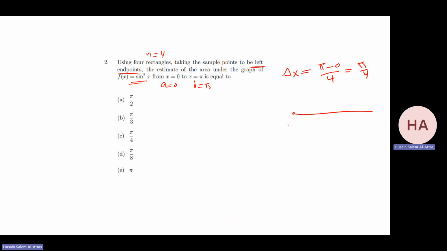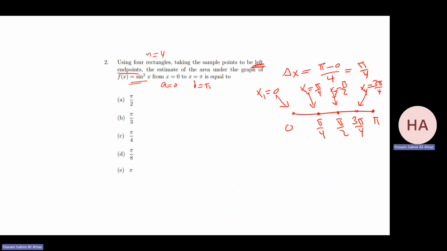So you have this is 0. You add pi over 4, you add another pi over 4, you add a third pi over 4, up to pi. So you have 4 rectangles. I will choose this point, that will be my x1, since I need the left. That will be my x2. And the second rectangle, that will be my x3. That will be my x4.